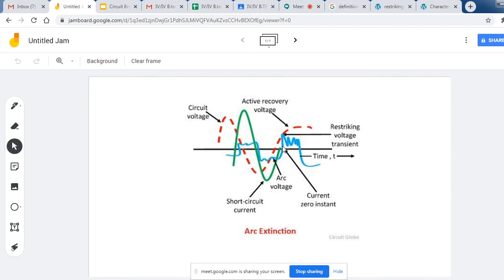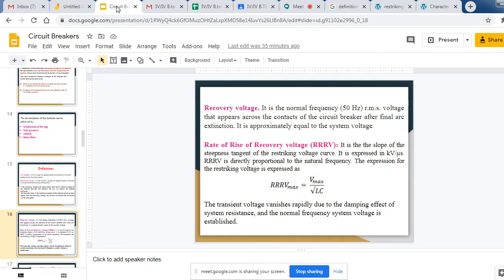We saw that neatly yesterday. So clearly explained yesterday how it increases and how it again reaches the system voltage or circuit voltage, which is approximately equal to the system voltage. That voltage is called the recovery voltage. We saw that yesterday. So let me move ahead. The rate of rise of restriking voltage can be expressed as the voltage to the square root of LC. So what is this equation reminding us here?